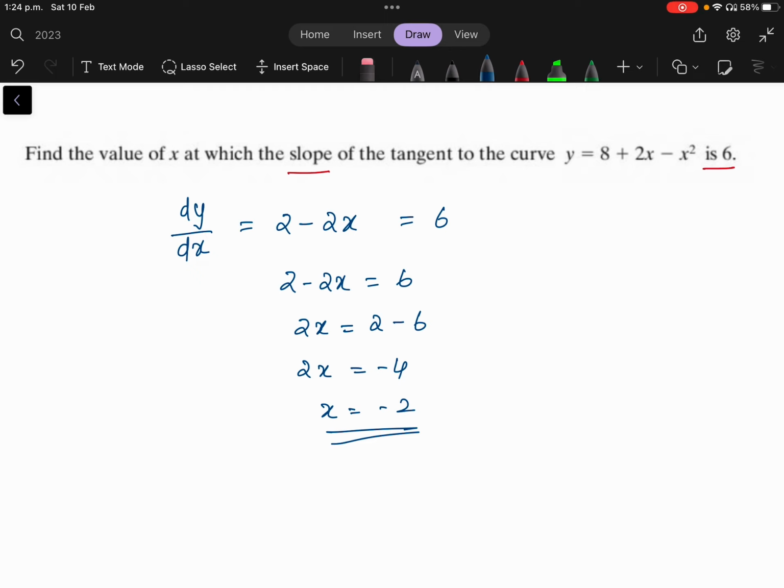Okay, so when you see a question, you have to remember that as soon as you see slope of the tangent, it is dy/dx. Okay, look at this question also.